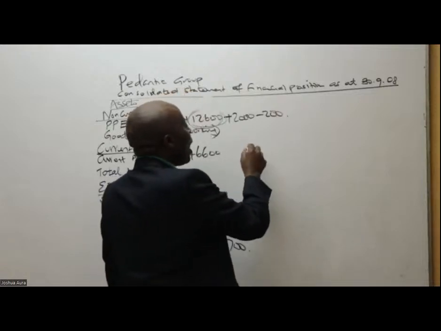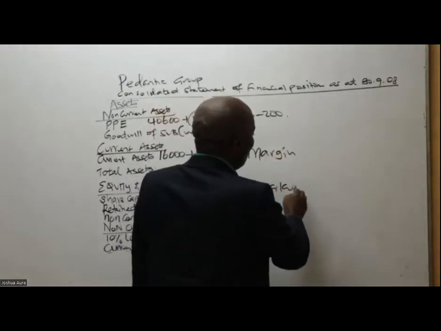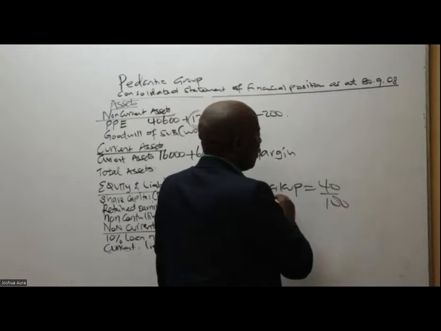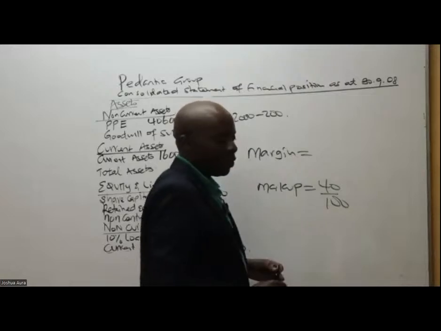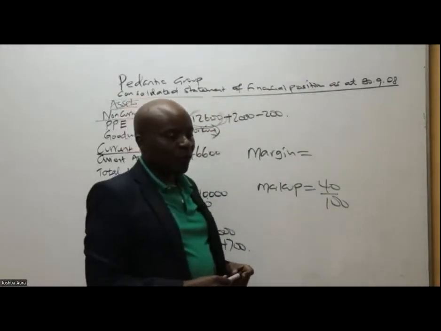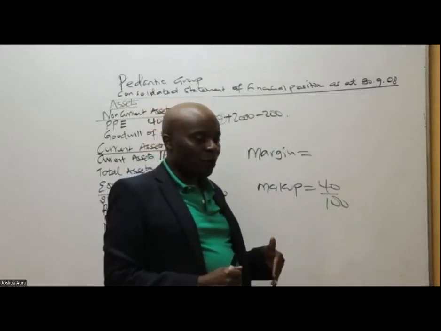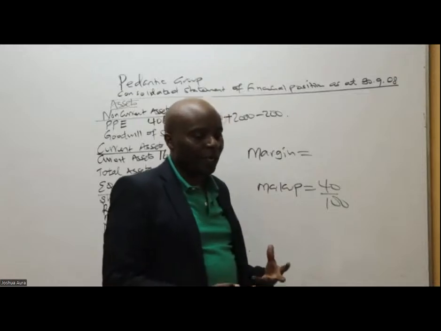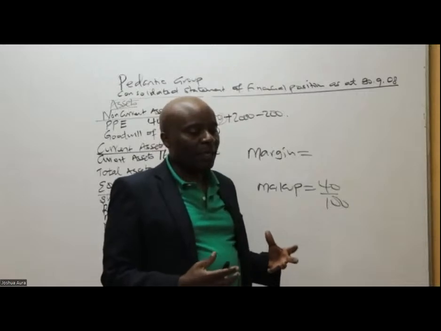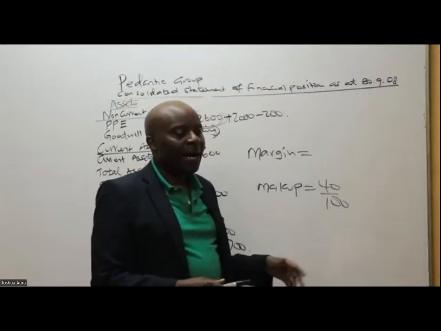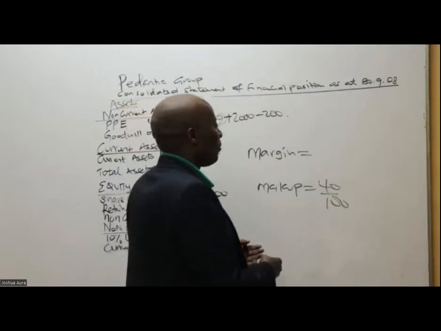Whenever I see markup, I must change it to margin. So markup is 40 over 100. When markup is 40 over 100, could you kindly give me the value of margin? Let me simplify this for you. Will the margin be 40 over 60 or 40 over 140? Which one has got a bigger denominator, a bigger base? Margin, yes. Margin has got a bigger base.